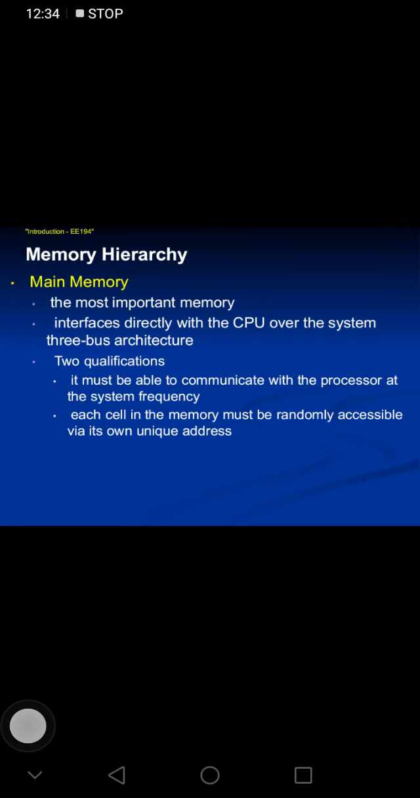So to qualify, it must be able to communicate with the processor at the system frequency. Tama. Each cell in the memory must be randomly accessible via its own unique address. Okay, so ibig sabihin nun, every address of a cell is unique, no? Unique kumbaga. So doon lang sila kumbaga sa cell na yon. Okay?